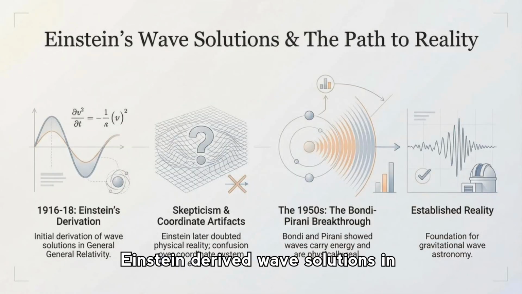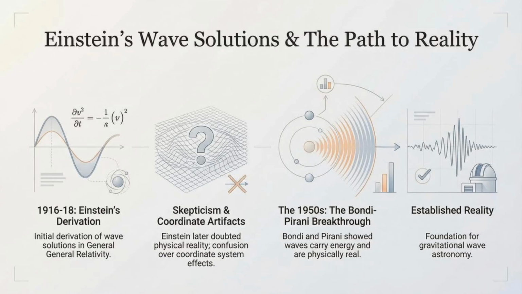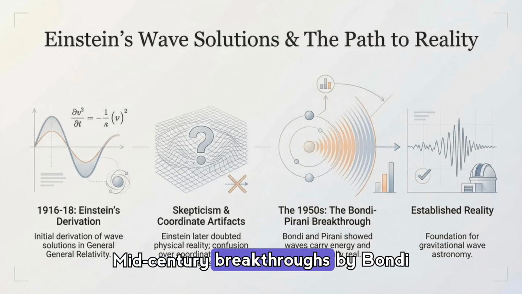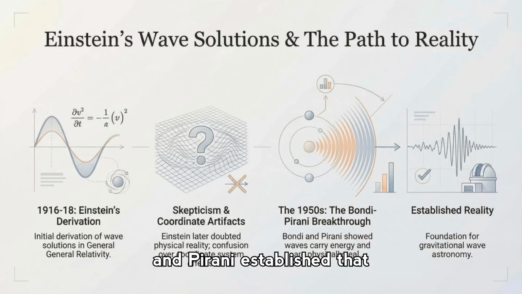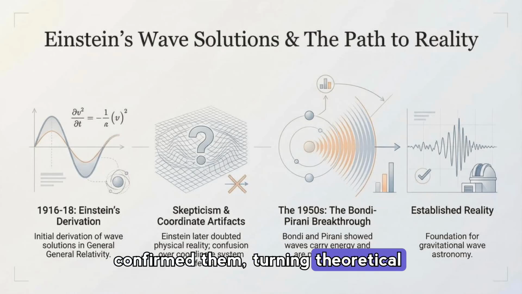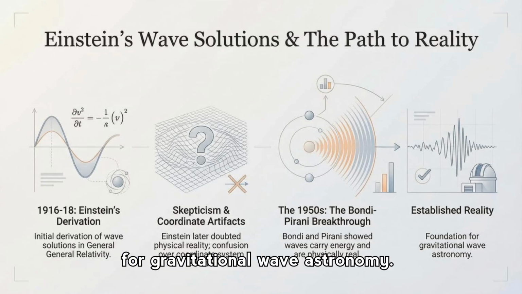Einstein derived wave solutions in 1918, but early work raised skepticism about their physical reality and coordinate artifacts. Mid-century breakthroughs by Bondi and Pirani established that gravitational waves carry energy, and subsequent observations confirm them, turning theoretical ripples into an empirical foundation for gravitational wave astronomy.